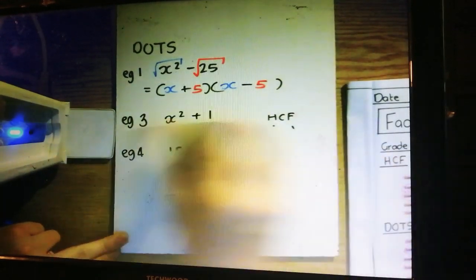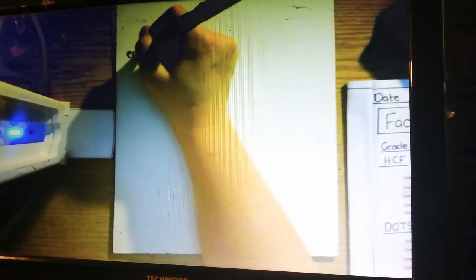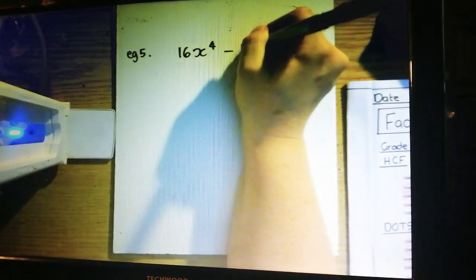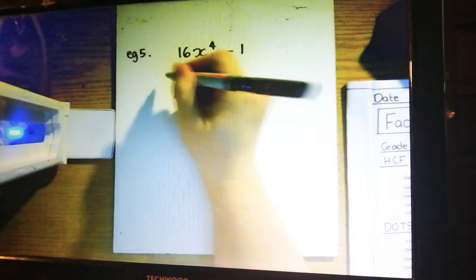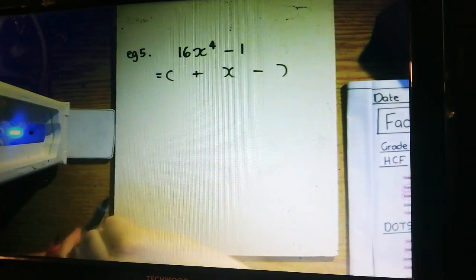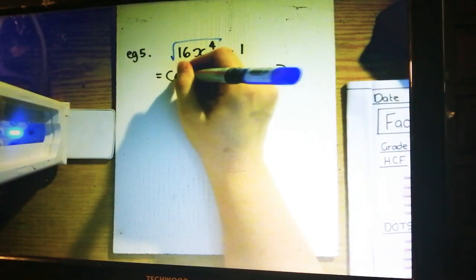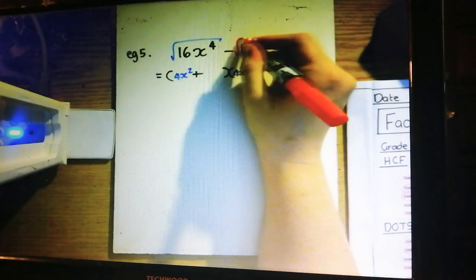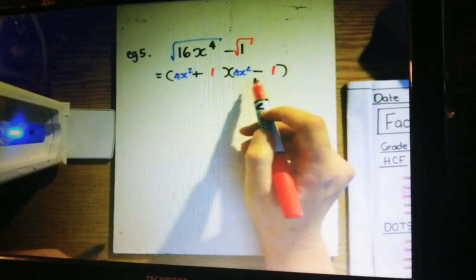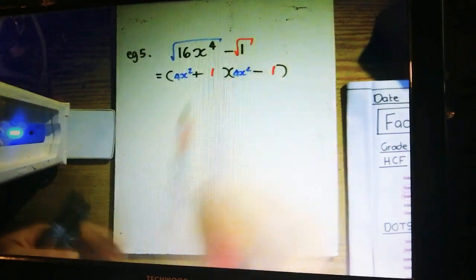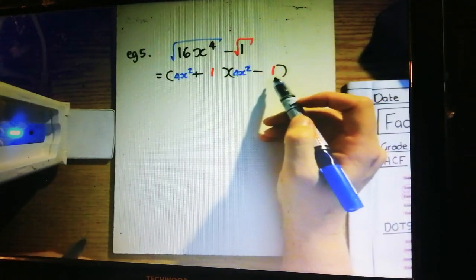Right, and the last example I'm going to do with you is example 5. And it says factorize 16x to the power 4 minus 1. Both are perfect squares, so I can open up two sets of brackets. Plus minus. The square root of this is 4x squared. And the square root of 1 is simply 1. Let's check our last bracket. Minus sign, two terms. That's a perfect square because this is an even number. And so is 1.